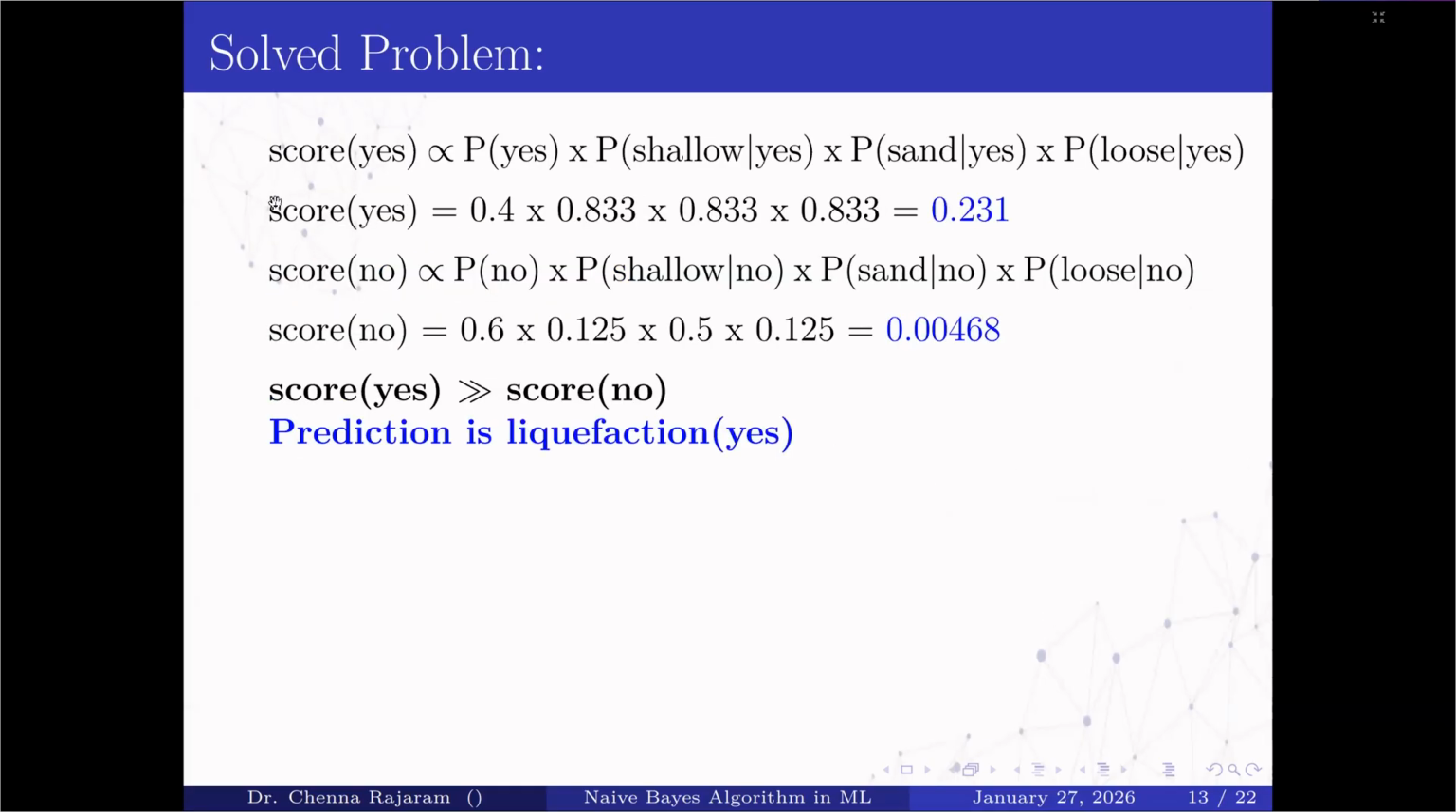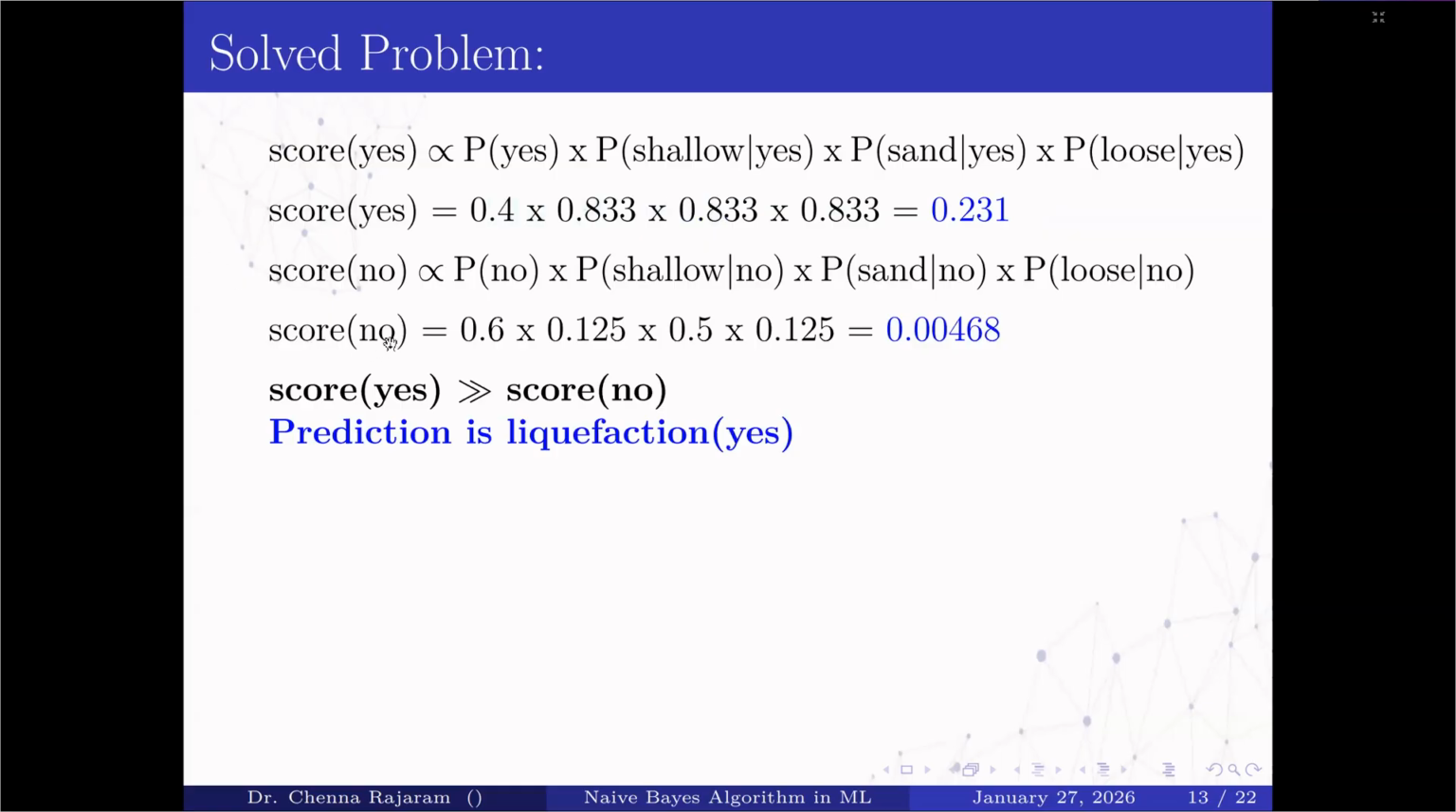Then you calculate the score of S, which is equal to the probability of S. These probabilities are already calculated in the earlier slides. Just multiply with the given values. Probability of S is 0.4. Probability of shallow given S is 0.833. Probability of sand given S is 0.833. Probability of loose given S is 0.833. After multiplying all these values, it arrives at 0.231.